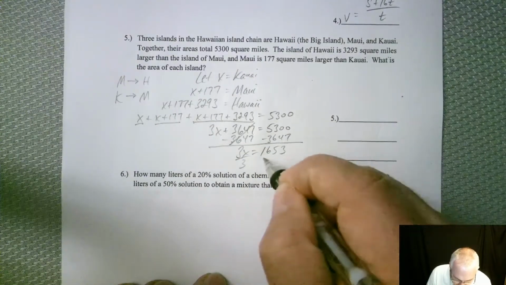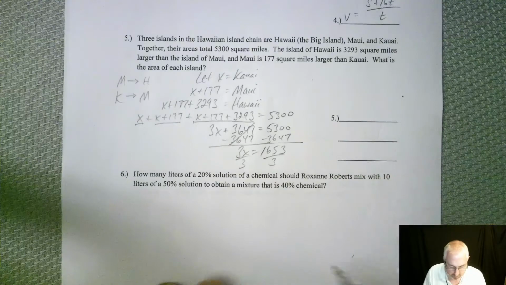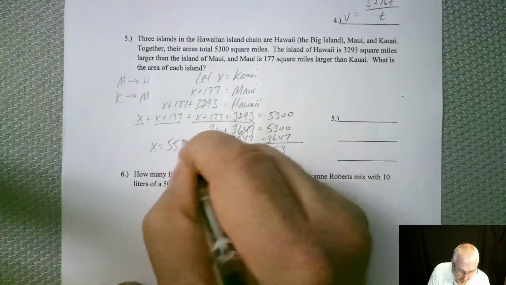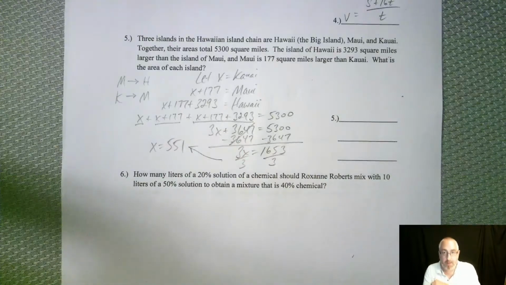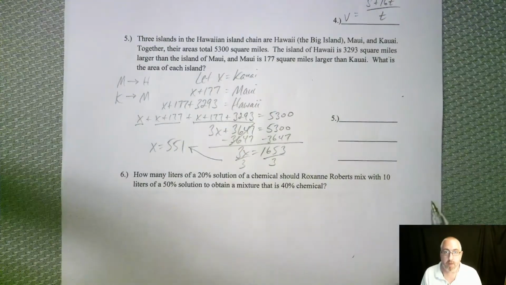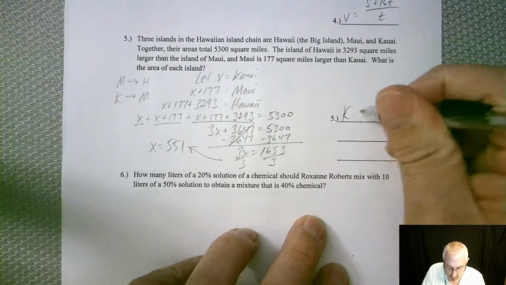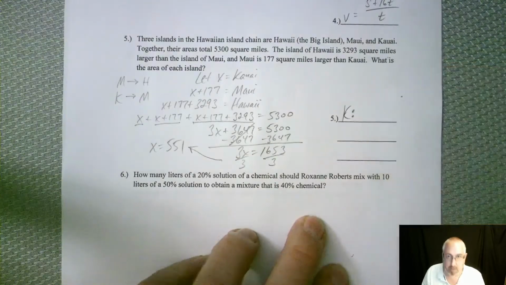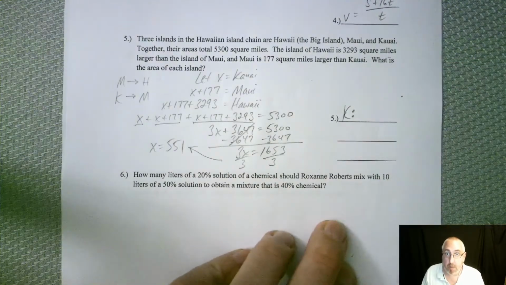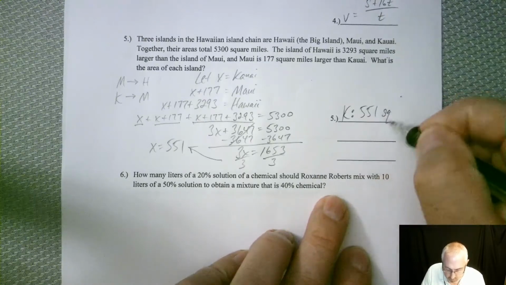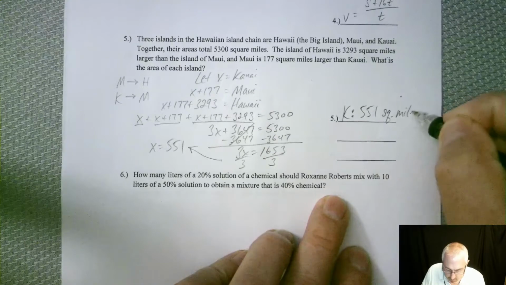And if we divide by 3, I am pretty sure we get 551. So that should be part of our answer, right? So let's go through. I'm just going to use an initial just to be easier on myself. So remember, x is Kauai, so that's going to have to be 551 square miles.